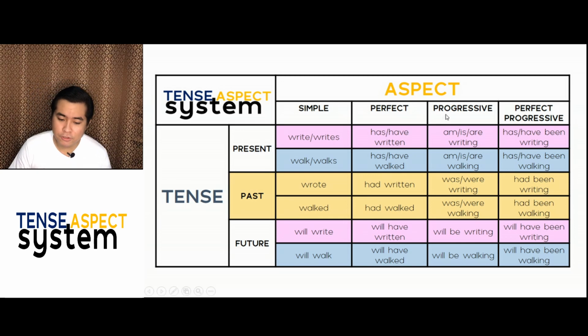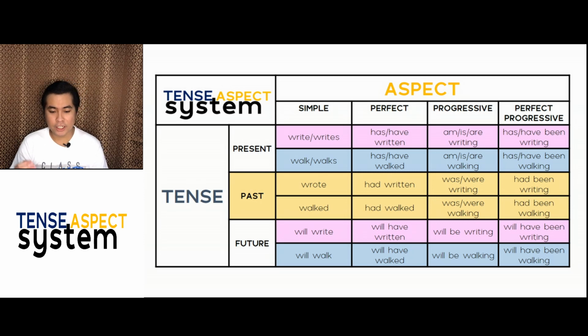Now for progressive, we have the formula was or were, okay, plus the present participle. Of course, was is used for a singular subject, and it's also used for I. So it is also the past form of am. Okay, so for am and is, was is the past form of your helping verb, or your linking verb, I should say.